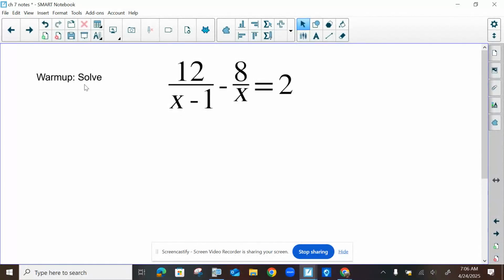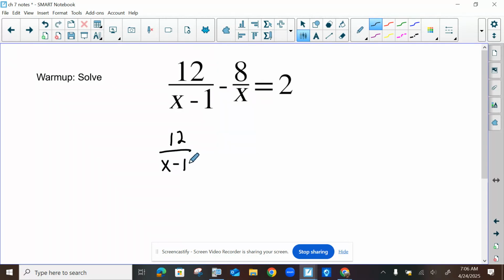Okay, I want to go over these two quick warm-up problems where we're solving by using the LCD. For this problem, we look at what's in the denominators. We don't need to factor anything. So let me just rewrite this problem. We have 12 over x minus 1, and actually I'll change it to a plus, negative 8 over just an x equals 2 over 1. Just realize this right here is over 1.